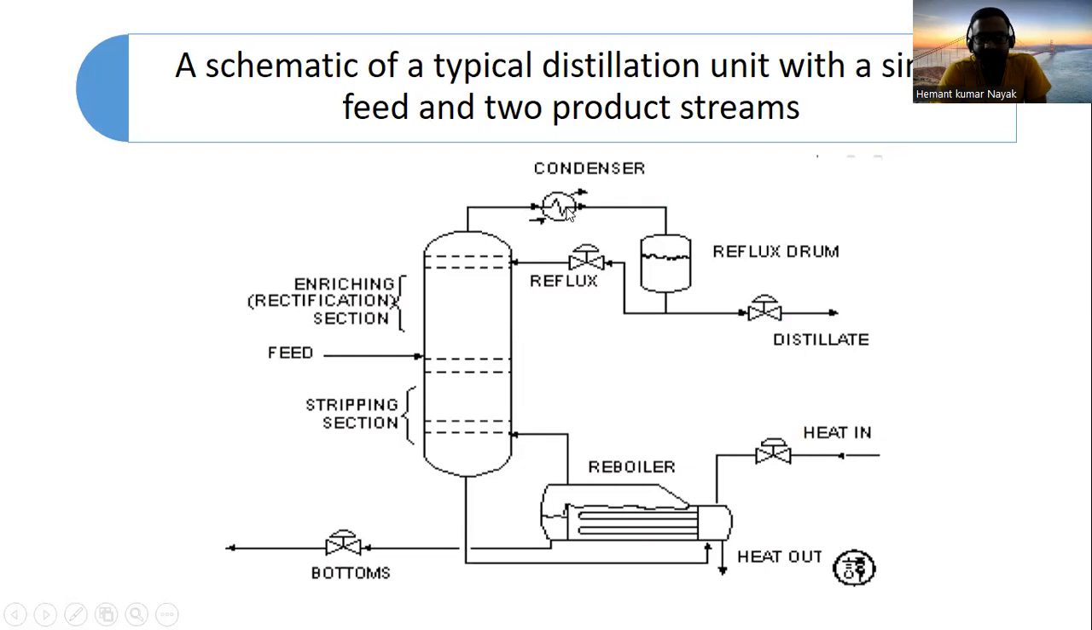This is the condenser at the top of the column, and this is the reflux drum, and some part is recycled again, so the reflux will be there. And the top product is distillate. In the bottom section, a reboiler will be there to vaporize the sample, where heat is supplied. And the bottom product, we say bottom product or residue also.